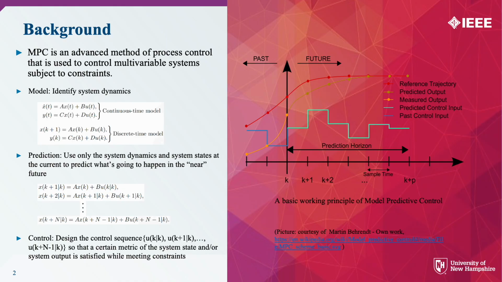Let's start with a brief background on Model Predictive Control, or MPC. MPC is a highly effective established technique used to control multivariable systems subject to constraints. At its core, MPC uses an internal dynamic model to predict the future behavior of a system over a finite time window, known as the prediction horizon. By solving the optimization problem at each time step, it calculates the optimal control inputs to track a reference trajectory while strictly respecting system constraints.